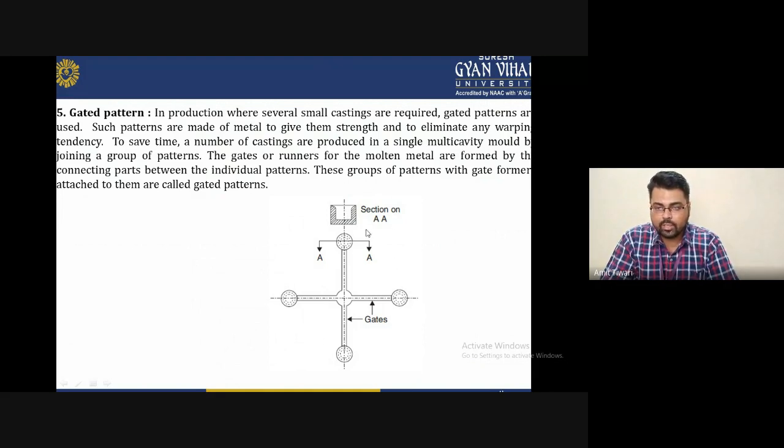This is the A section, the upper part, and this is the B section here. In the B section we fill the pattern, and for equal direction, equal shape will be found. If you want to fabricate this type of shape, you will prefer the gated pattern.